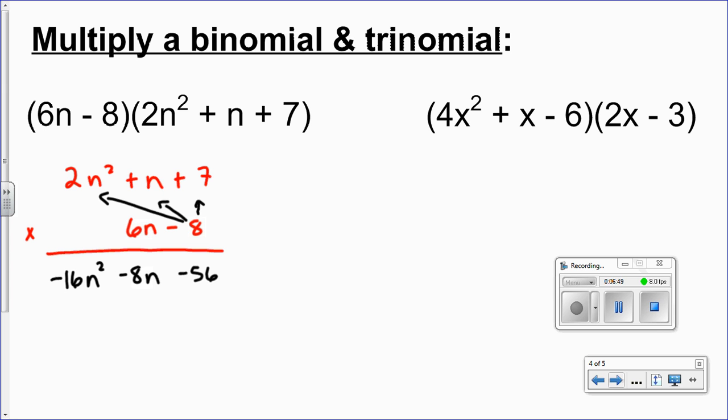All right, now I'm going to do the 6n. So I'm going to do 6n times 7. And remember, you start one place over. So I'm going to put that right here. So that's plus 42n. That will help me keep my like terms together as well. 6n times n would be 6n squared. And then 6n times 2n squared would be 12n cubed. And remember, when you're multiplying numbers like this, you add down.